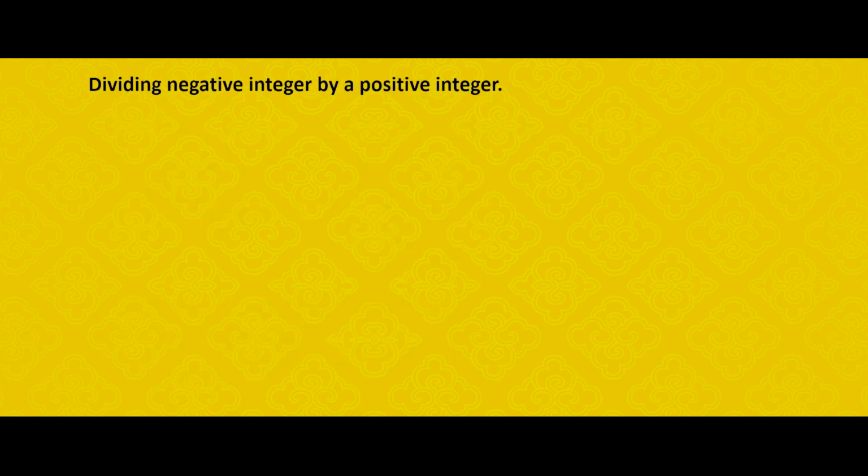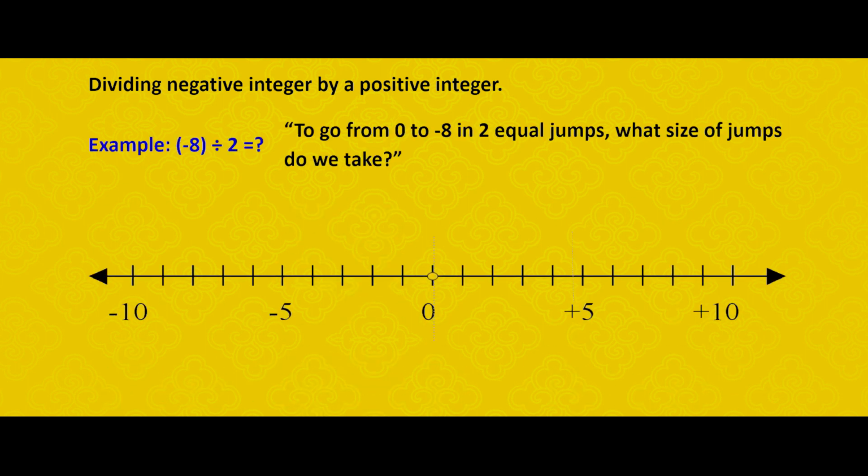Dividing negative integers by a positive integer. Again, we are going to use a number line. Negative 8 divided by 2. That means the starting point, you always have to remember, is 0. Now here, first you have to mark negative 4 on the number line. That means for negative 8, we have to make only 2 jumps to reach negative 8. In one jump, we are taking negative 4, and when we make 2 jumps, we reach negative 8. So, as we took 2 jumps of negative 4, our answer is negative 4.